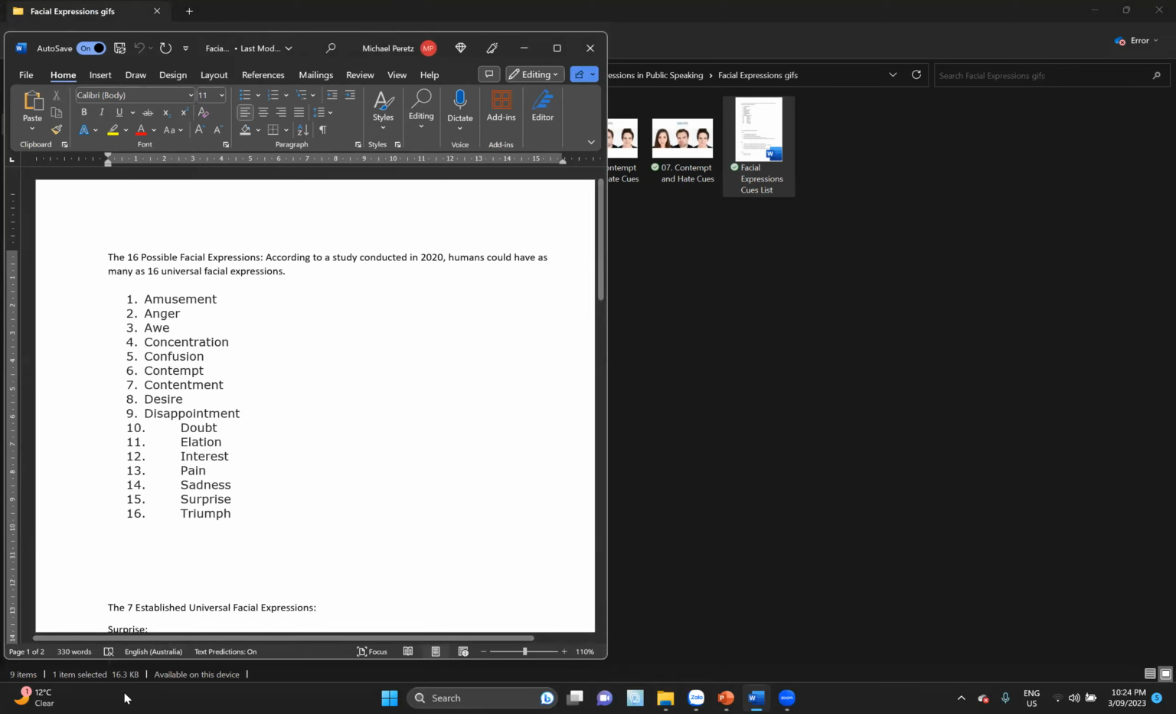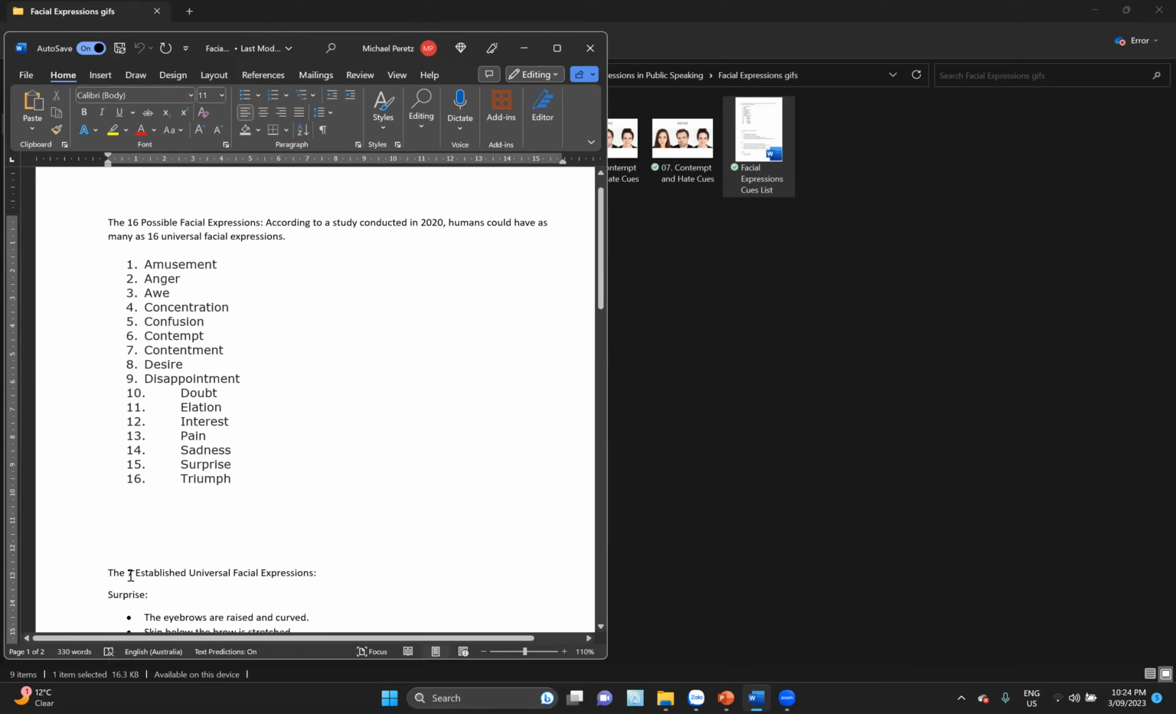Okay, so the first thing that I want to cover is that for a long time in recorded psychology, there were seven, what I'm going to call the seven established universal facial expressions. So let's look at universal. That means that everybody on the planet will exhibit the same seven facial expressions to communicate that they're feeling these seven emotions. Now, those seven have been documented to be the same, unless we're talking about psychopaths or like 0.01% of the population. But according to a study conducted in the year 2020, it was actually discovered that humans could have as many as 16 universal facial expressions.